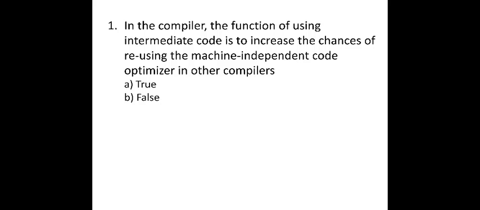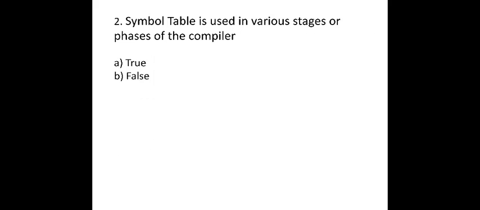So dear students, thus we learnt about the intermediate phase. Let us have a few MCQs on that. In the compiler, the function of using the intermediate code is to increase the chances of reusing the machine independent code optimizer in other compilers, whether it is true or false, and it is true. Symbol table is used in various stages of the phases of the compiler. Yes, it is true. You have seen that in our previous sessions also.